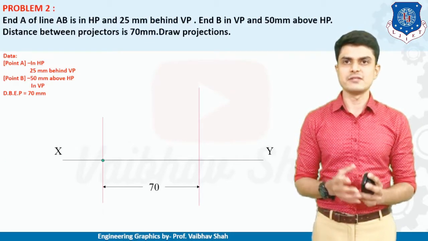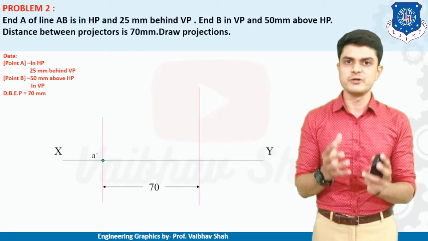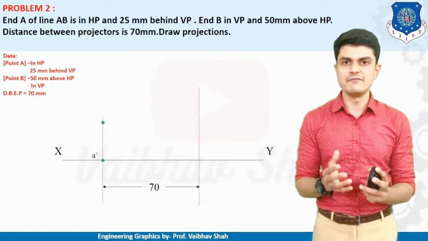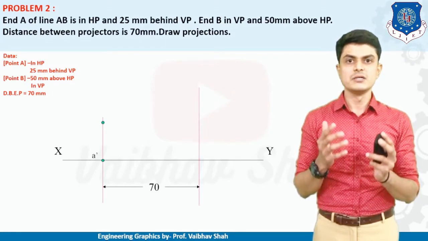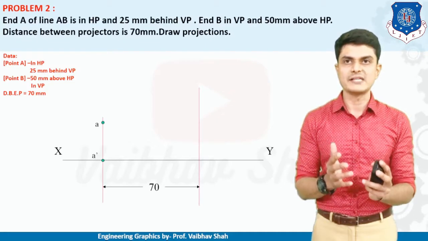So now let us start with point A first. Here point A is in HP, that means A dash will be on the XY line, as you can see. And point A is 25 mm behind VP, that means the point is 25 mm above the XY line from the projector of the point. So this is a point 25 mm above the XY line.